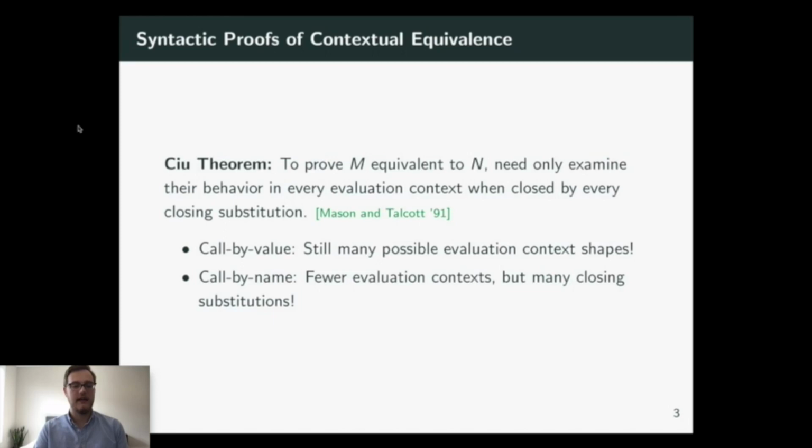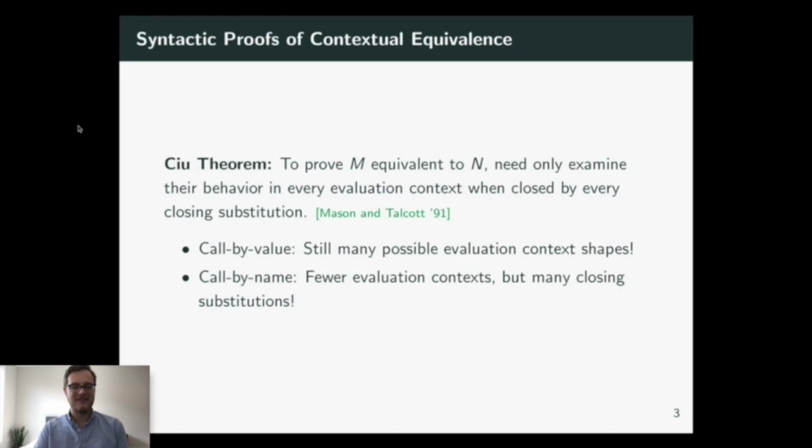It allows us to, rather than consider all possible general contexts, only look at evaluation contexts paired with closing substitutions. But there's still difficulties here, and in particular in call by value, there's still many possible evaluation contexts, so it's difficult to reason about the interaction between a term and its context. And call by name has a very similar dual problem.